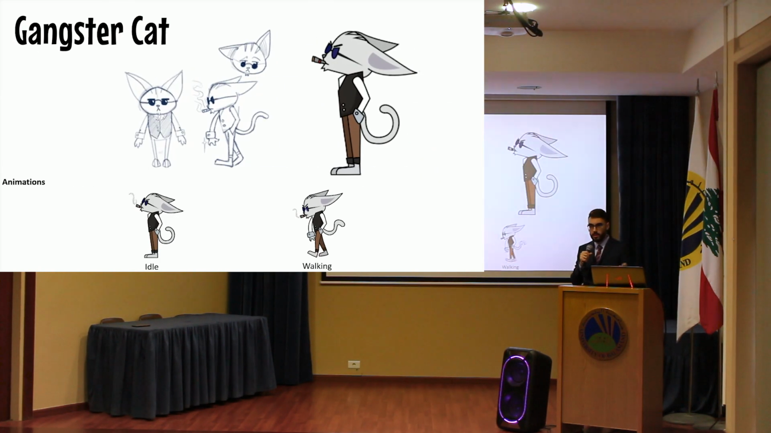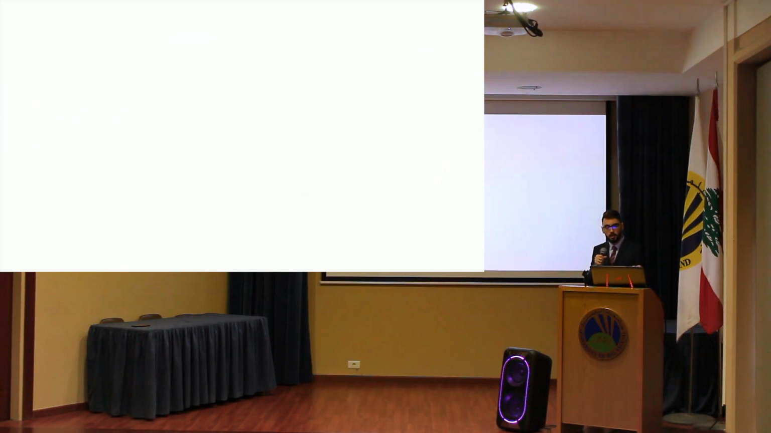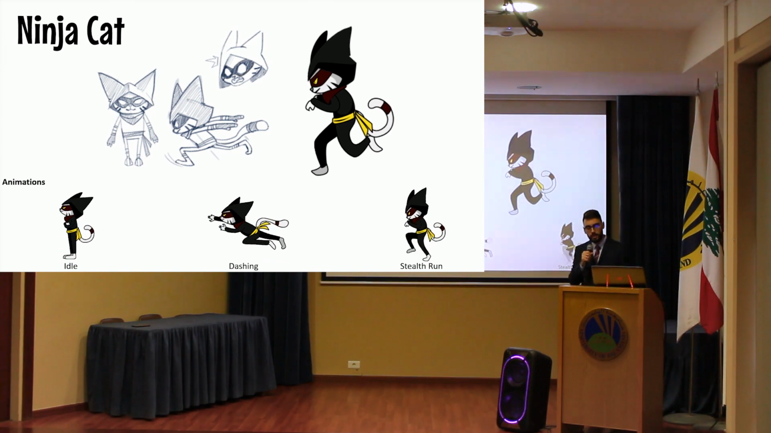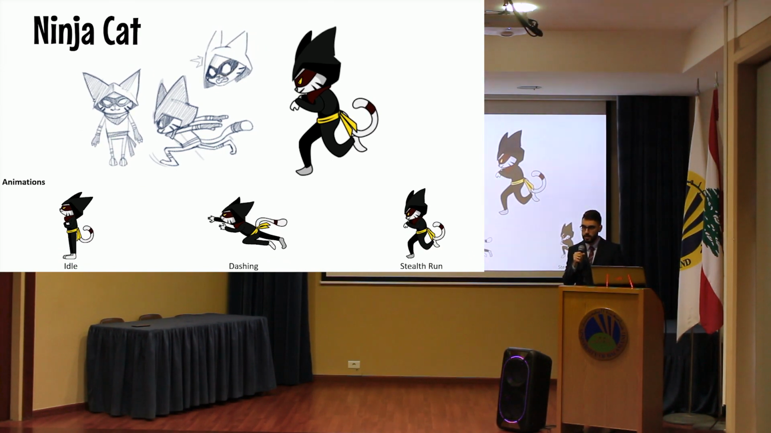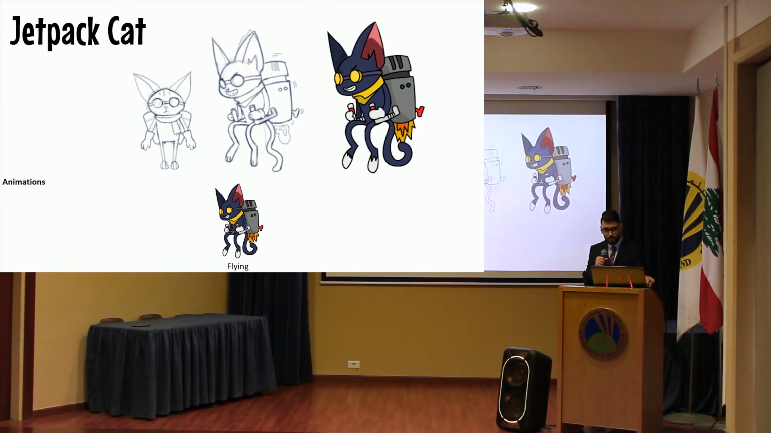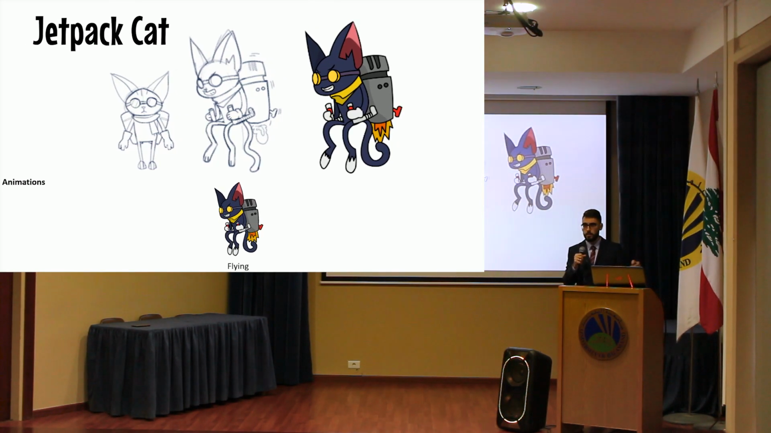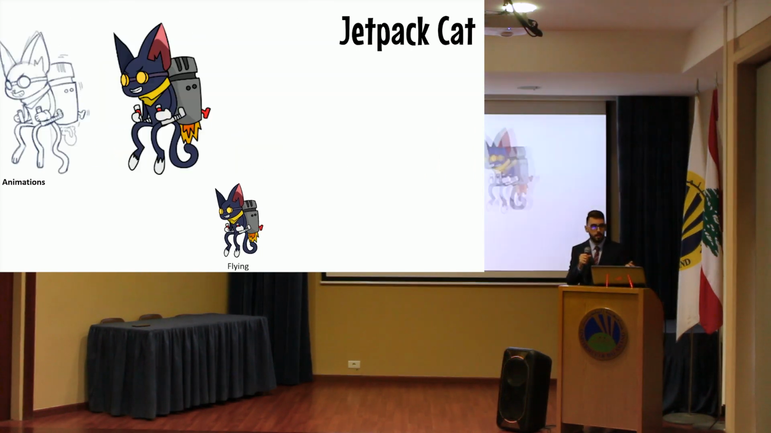Then comes Gangster Cat. He is the most basic type of enemy. He just walks slowly towards you but has really high health. Second enemy is Ninja Cat. He runs fast, has very low health, but does dash at you when he gets close enough. And third, Jetpack Cat. Average health, average speed, but he floats around in the air to prevent CounTracula from flying away.